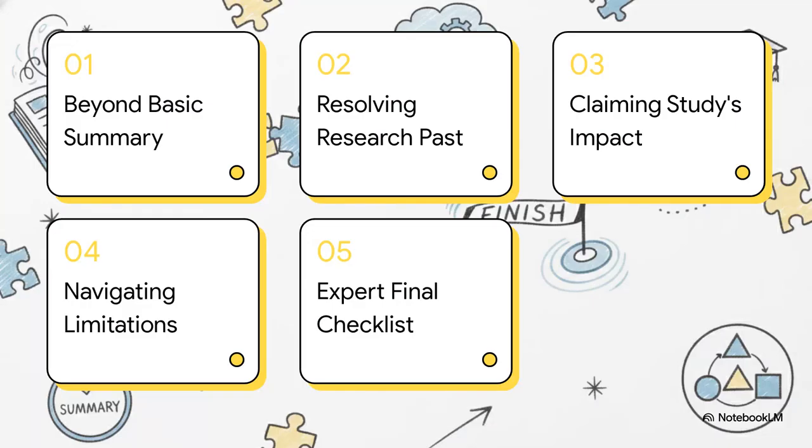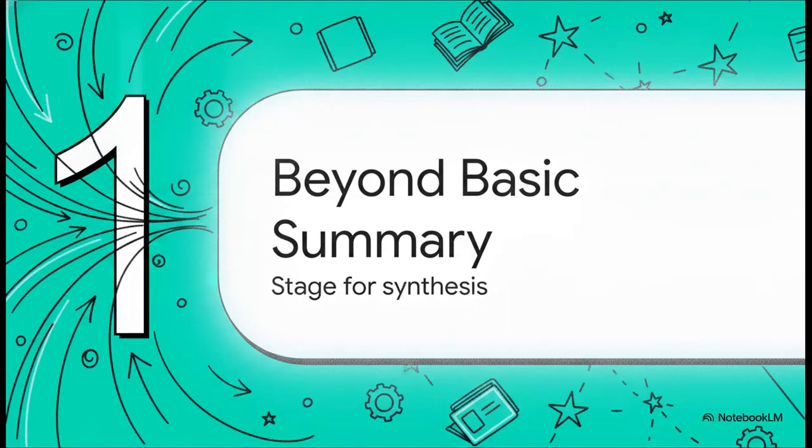To get you to that expert level, we're going to break down a dense 14-step academic blueprint into this structured roadmap. 1. Beyond the basic summary. 2. Resolving the research past. 3. Claiming your study's impact. 4. Navigating limitations and futures. And 5. The expert final checklist. Let's kick things off with Section 1, Beyond the Basic Summary, setting the stage for synthesis.